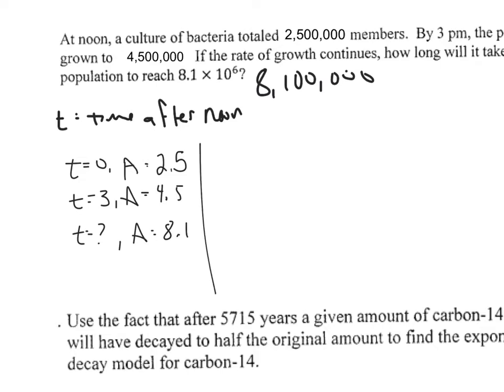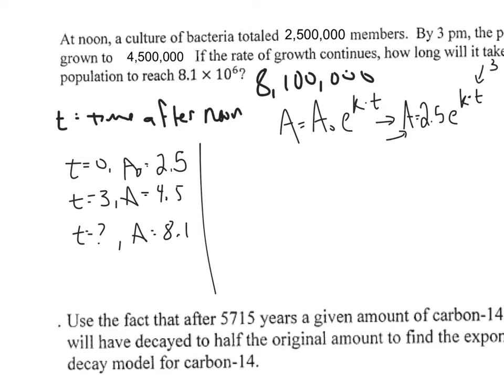So we're going to use this A equals A naught times e to the kt equation. Our A naught is when t equals 0, so that is 2.5. Our equation is really A equals 2.5 e to the kt. We always want our initial condition so we can get that A naught. We can label this A0. This is what it's growing by. What we found out is when t was 3, our A was 4.5.